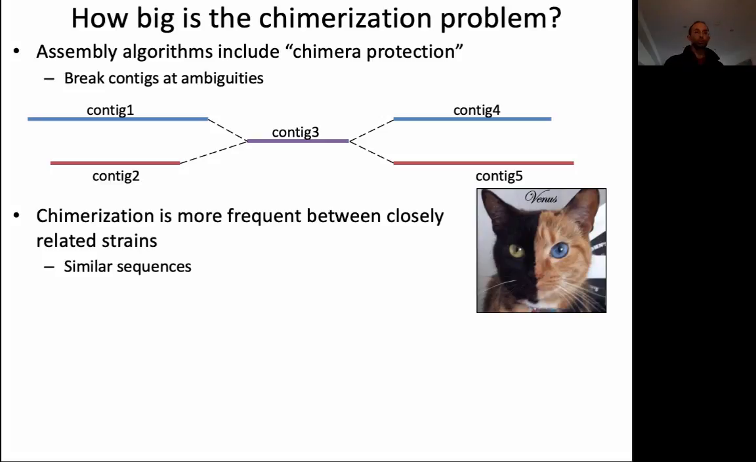If you're still afraid of chimeras, maybe the following thoughts are helpful as well. So chimerization is probably going to be more frequent between closely related strains because closely related strains will share more of their sequence, and they're very similar sequences. And so if you have very closely related strains that do end up in a chimeric contig, then perhaps the impact on the biological question is not as big as if those chimeric sequences were derived from very different organisms. So for example, here we see a chimeric organism. This is a real one.